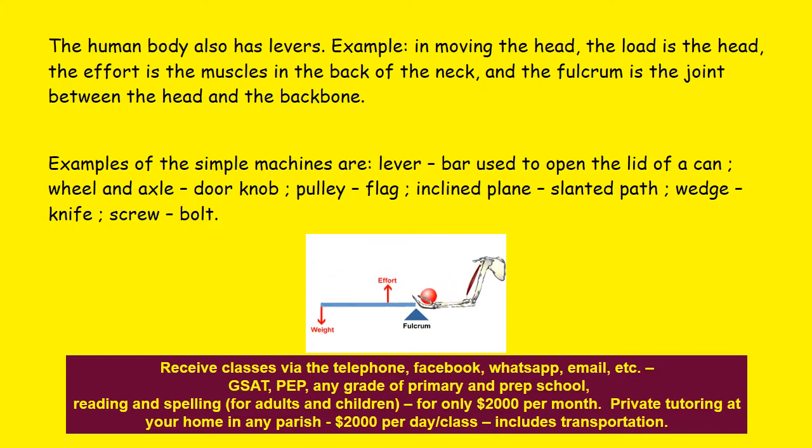The human body also has levers. Example, in moving the head, the load is the head. The effort is the muscles in the back of the neck. And the fulcrum is the joint between the head and the backbone. Examples of the simple machines are lever, a bar used to open the lid of a can. Wheel and axle, a doorknob. Pulley, a flag. Inclined plane, a slanted path. Wedge, a knife. And screw, a bolt.